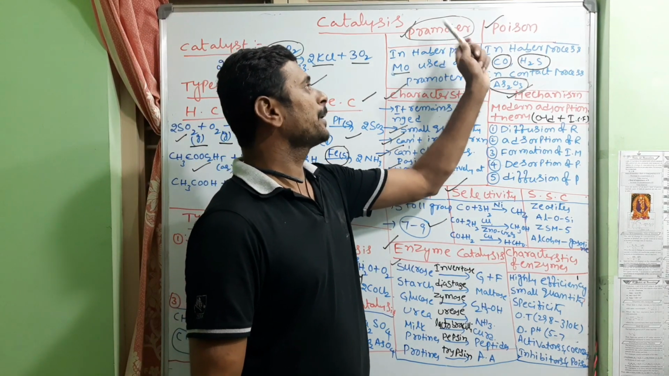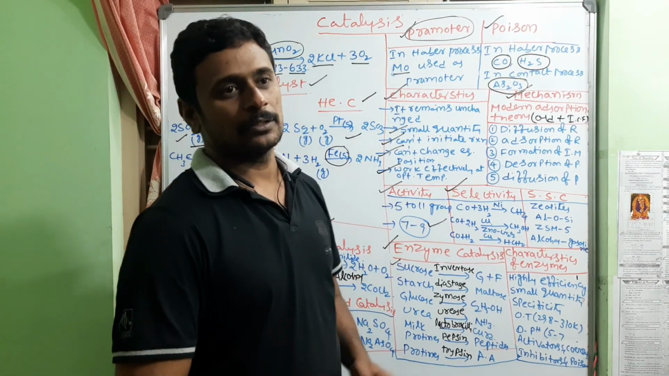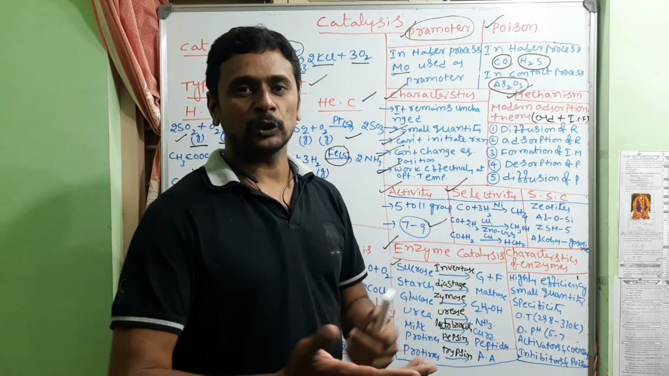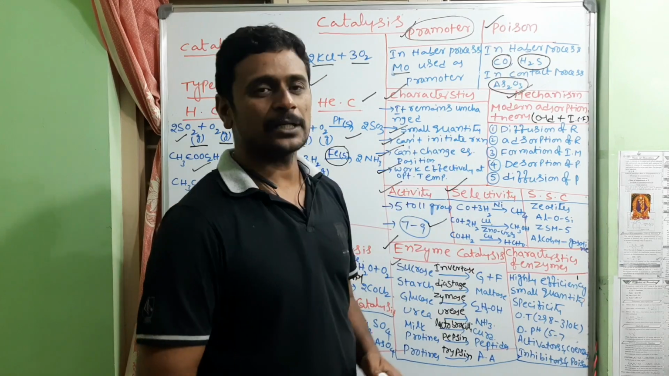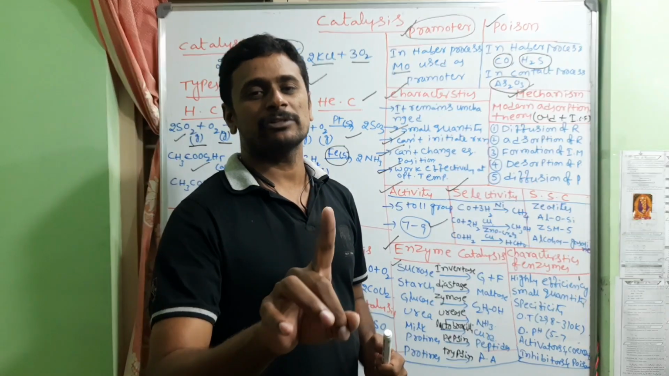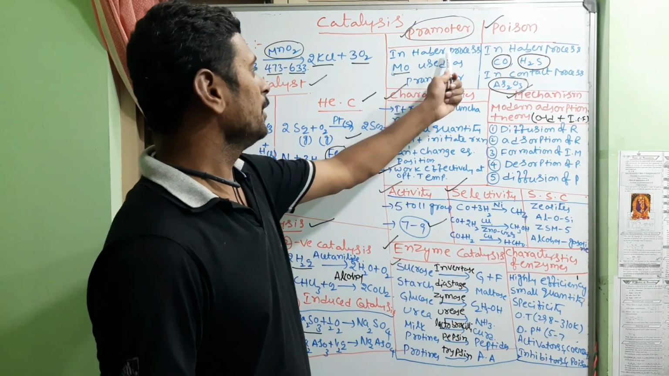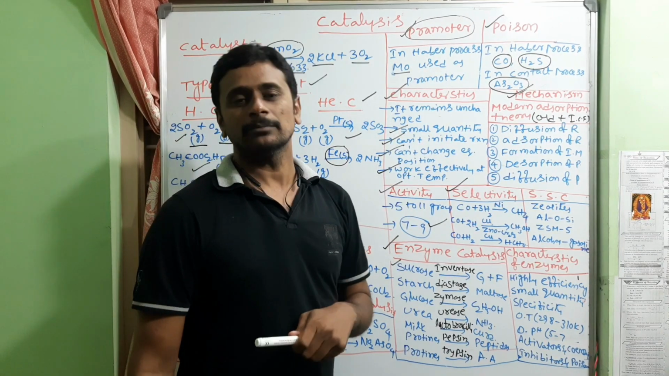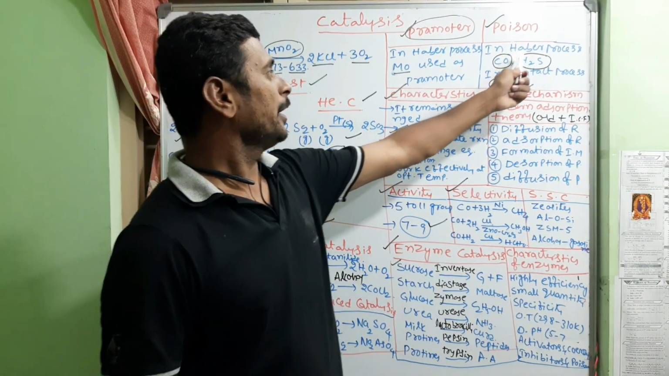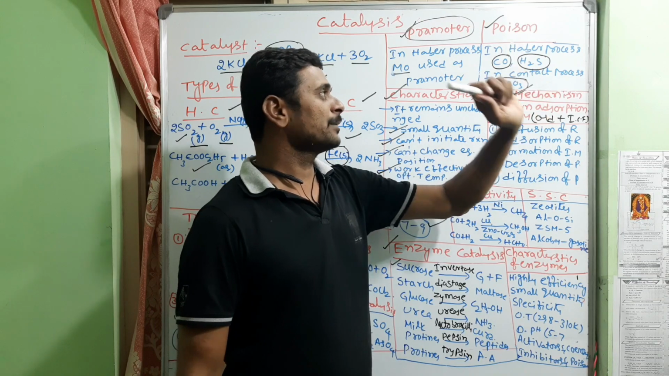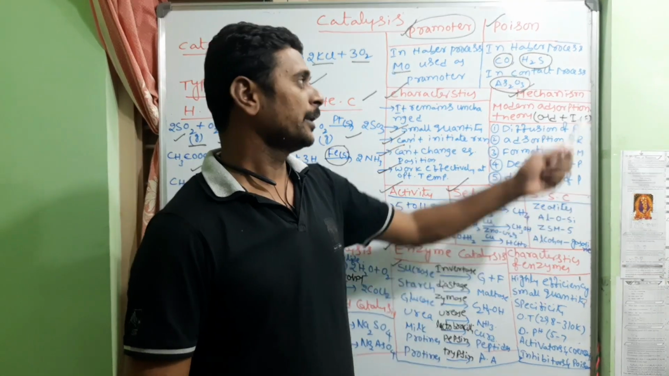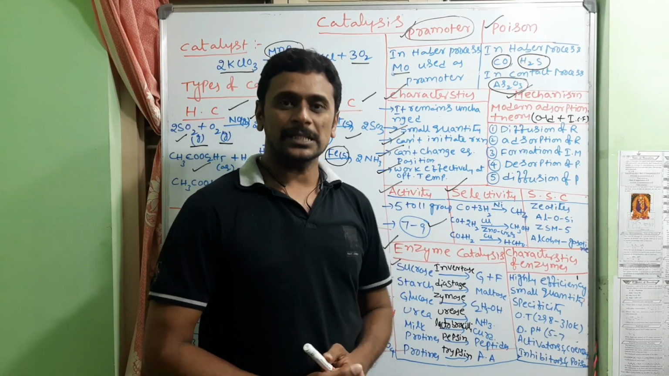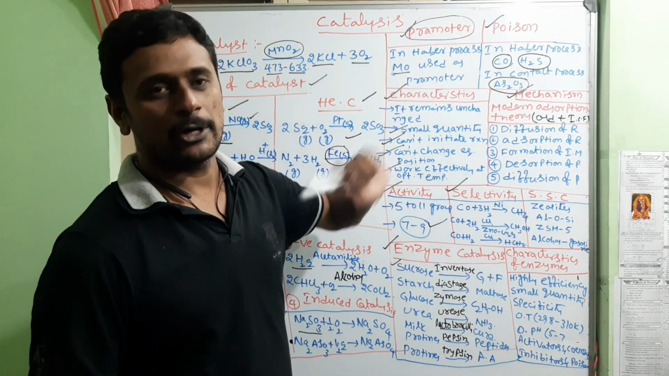And coming to the promoters and poisons. What is the meaning of promoters? They increase the activity of the catalyst, and poisons decrease the activity of the catalyst. For example, in the Haber process, molybdenum is used as a promoter. In the Haber process, carbon monoxide and hydrogen sulfide are used as poisons. In the contact process also, arsenic oxide is used as a poison.